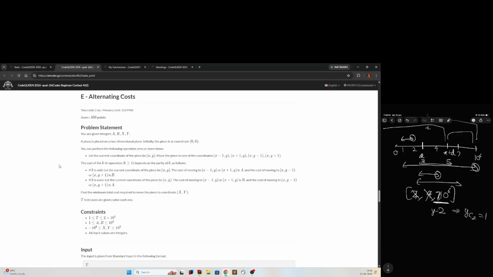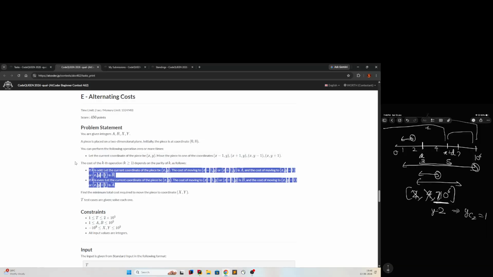Problem E. Okay, alternating cost. So here we are given a grid, and we have given some movements, and their cost is according to the parity of the movement, like for which step we are on. So the way I have solved it is we have to go from 0, 0 to x, y.